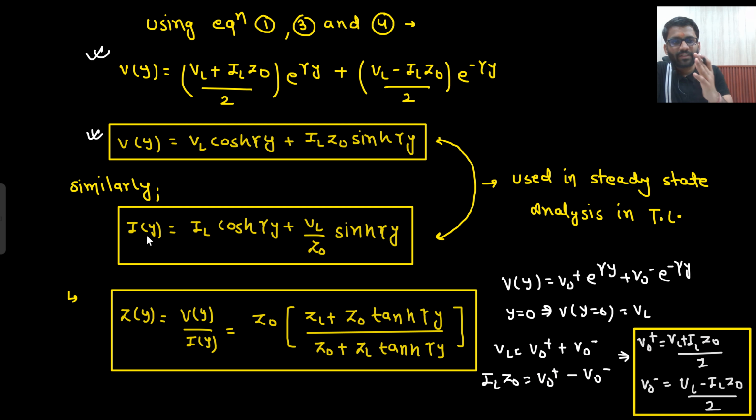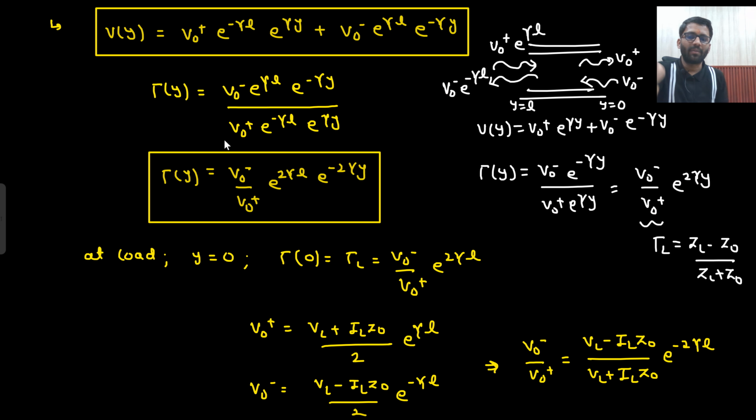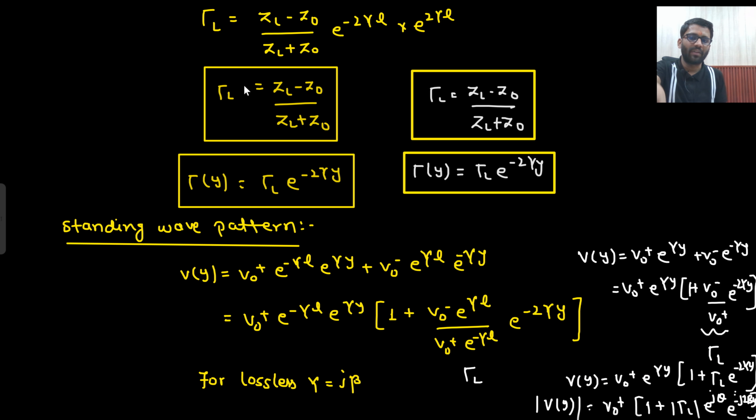And whenever you use this Vy equation, Iy equation, you know that whether you assume V naught plus there or V naught plus e to the power minus gamma L, you will always get the same expression, because this Vy and Iy and Zy we were getting the same, ditto same. Gamma y also we were getting the same. Here gamma y becomes gamma L e to the power minus 2 gamma y. So the same expression we were getting. So all the expressions were the same.